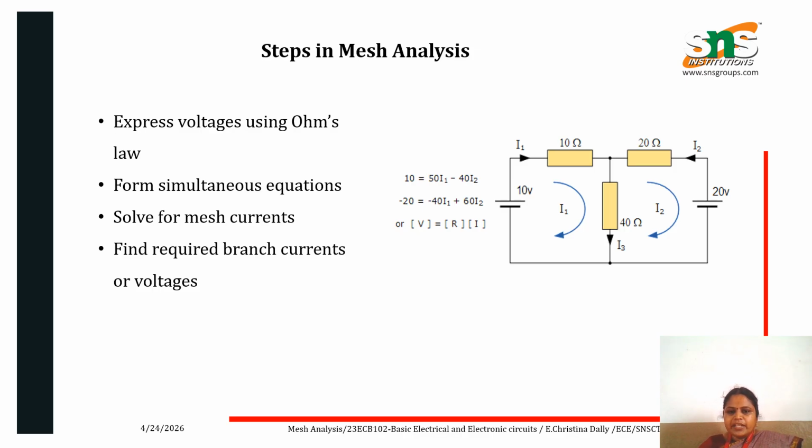Here the voltage is 10 volts. Here we have 10 and 40, and we are considering the 50. The current flowing through this will be I1, and in the next loop we are considering I2. While we solve this equation, we will get minus 20 is equal to minus 40 I1 plus 60 I2. So we are using the formula V is equal to IR.